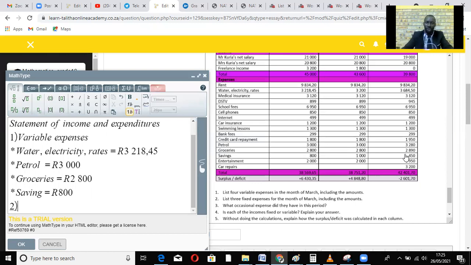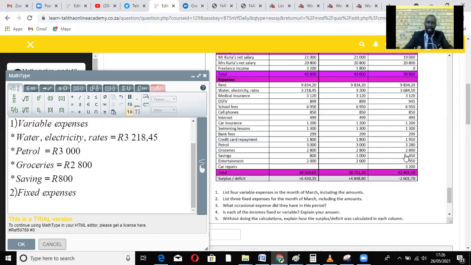That is question 1. We then want to look at question 2. What is question 2 talking about? Question 2 is talking about fixed expenses, okay? Well, we then want to list fixed expenses. What are these fixed expenses? Well, these are the things that money was spent on, but it did not change from the month of March to the month of April.